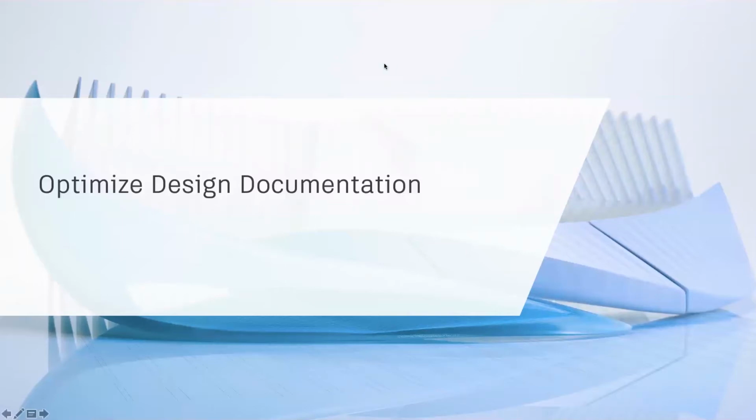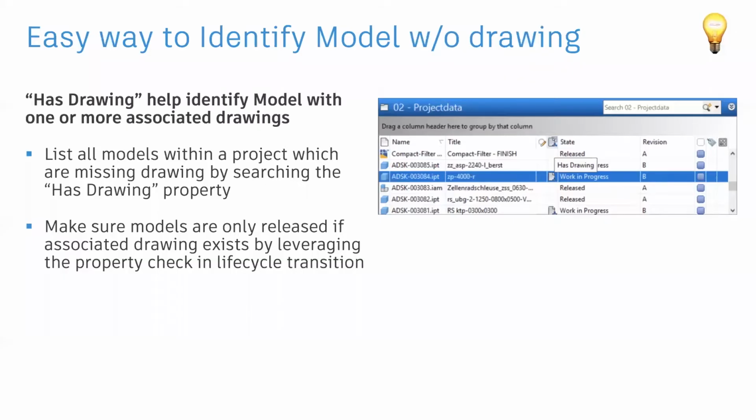So let's move on then to optimizing the design documentation. Within this particular area of enhancements, we've added a new property called Has Drawing. A lot of customers and feedback that we have received in various different locations indicates that we need the ability to know when a part has an associated drawing to it. So now we've added this property called Has Drawing, which will tell you if the latest version of your file has an associated drawing to it or not.